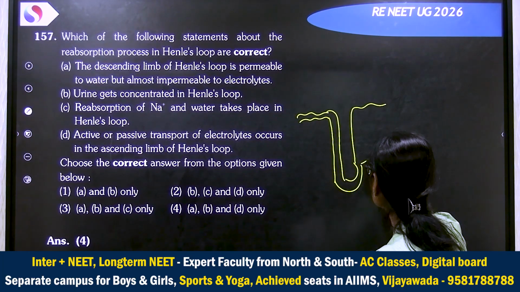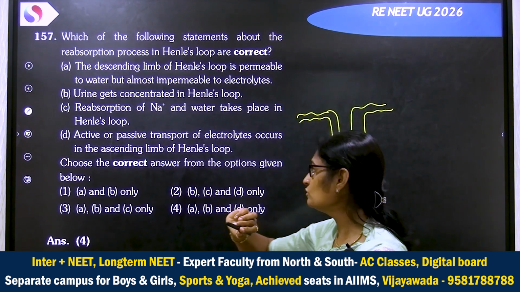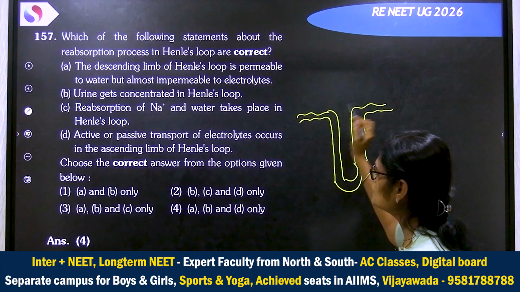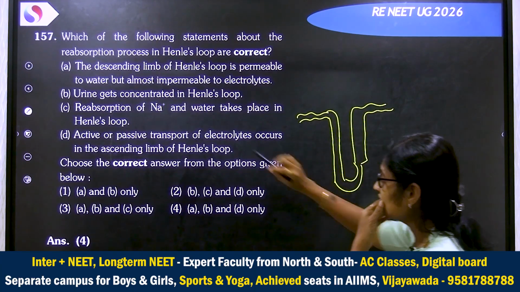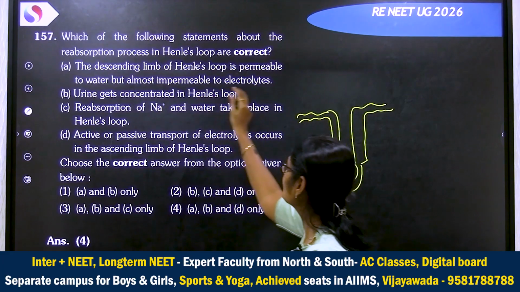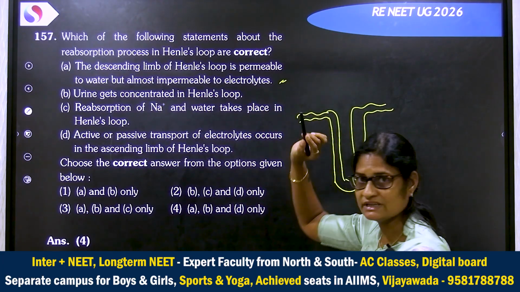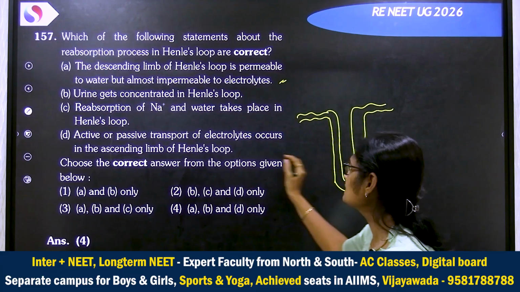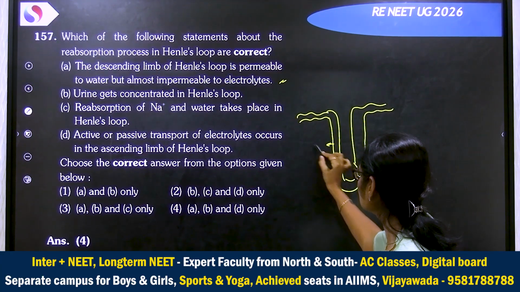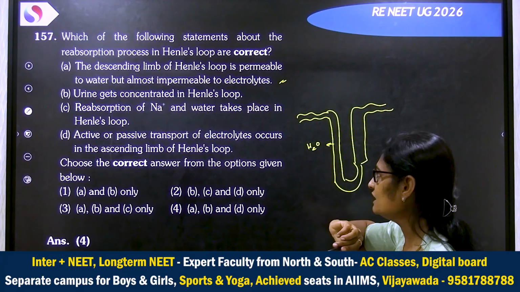So if they are talking about Henle's loop, there is no need to go with the Bowman's capsule or other parts like PCT, DCT and all. Let us see this. The first statement they gave is: the descending limb of Henle's loop is permeable to water but almost impermeable to electrolytes. Direct NCERT line, my dears. So this is permeable to whom? In the sense, what will be our answer there? It is permeable to water. It is impermeable to electrolytes.